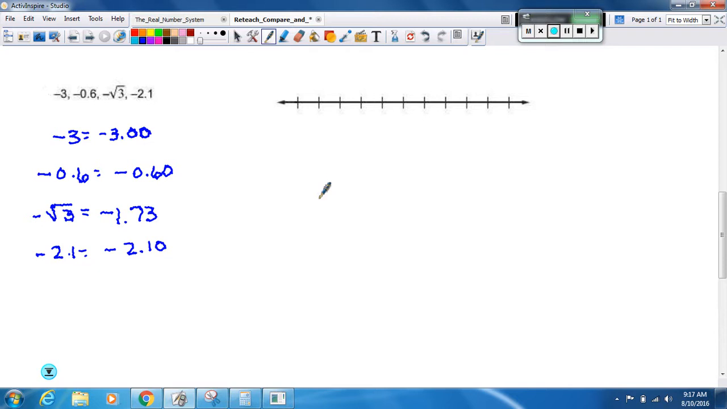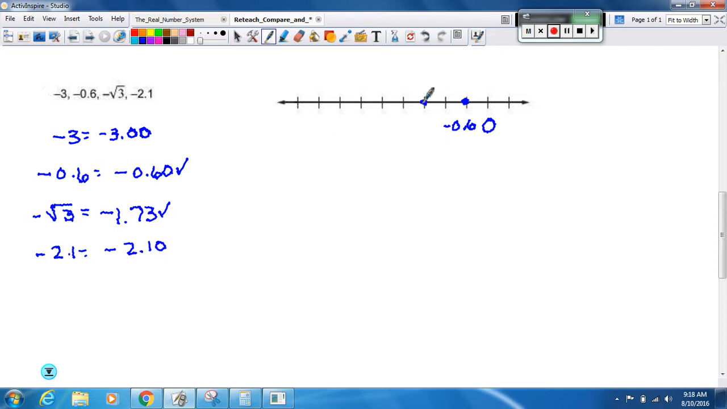Okay, so with negatives, the bigger it is, the further away it is from 0. Let's just put 0 over here. So you want to get the smallest one like before, but that's going to be the closest thing to 0. Instead of being further away from 0, it's going to be the closest. So 60 cents is the smallest. So I'm going to put that right here as negative 0.6. Okay, the next smallest one is $1.73.